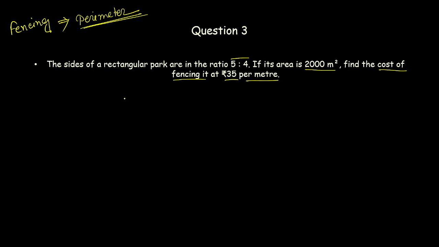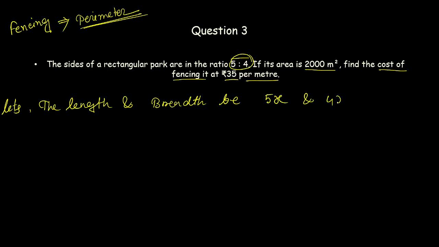But in this question, length and breadth is given as a ratio. So we need to find out the original value first. After that, we'll calculate the perimeter and the cost. So let's assume, let the length and breadth be 5x and 4x. For calculation purpose, we take it as the ratio, right, with respect to that ratio.